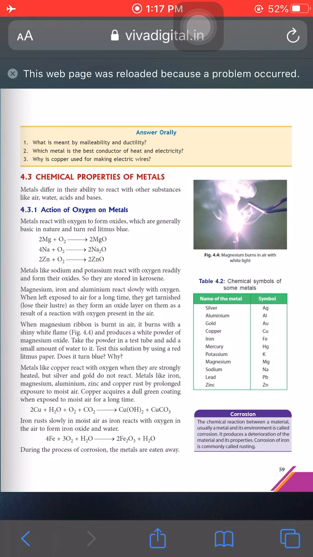Next, these two reactions are given for when copper or iron get corroded. Okay, Cu stands for copper. When copper reacts with water, air, or CO2 gas, it forms a copper oxide. Next, for iron, Fe is the symbol of iron, O2 is oxygen gas, H2O is water. When iron reacts with oxygen and water, it forms ferric oxide and water.